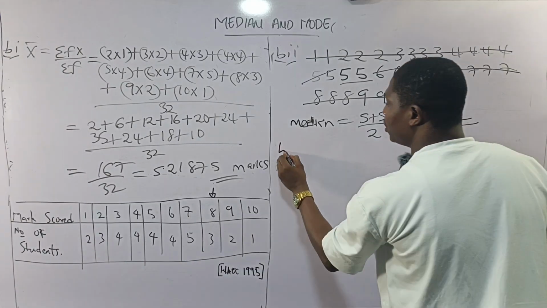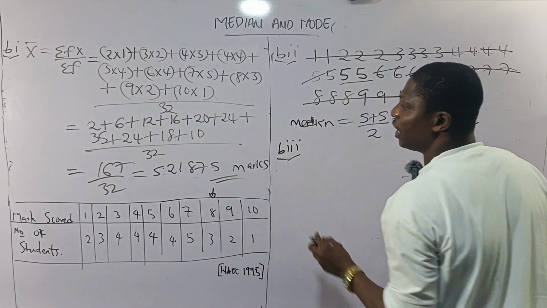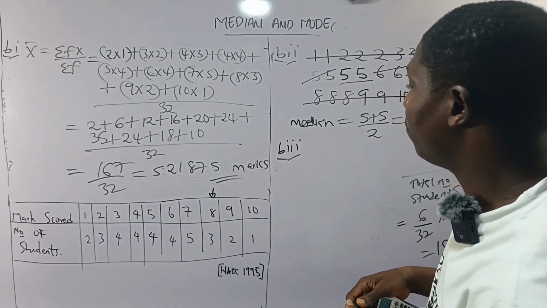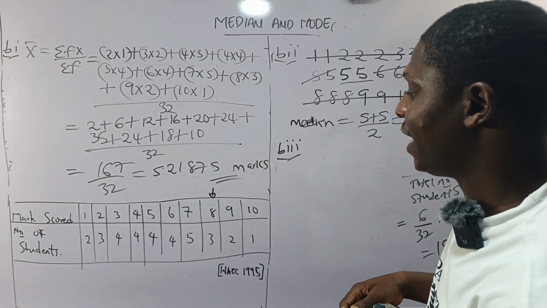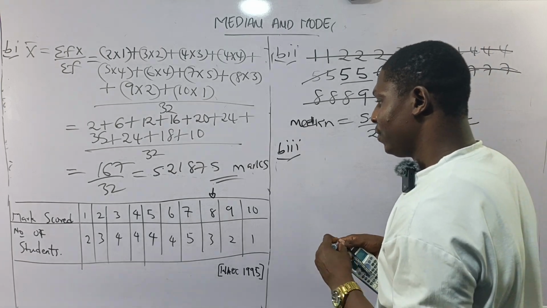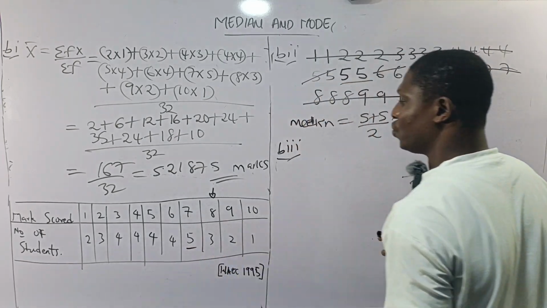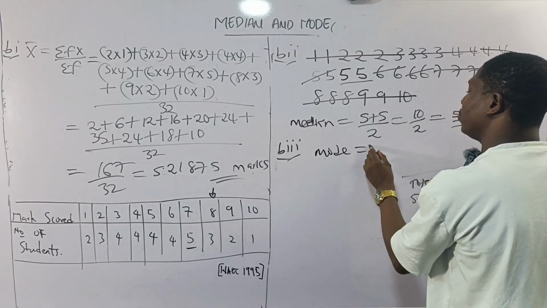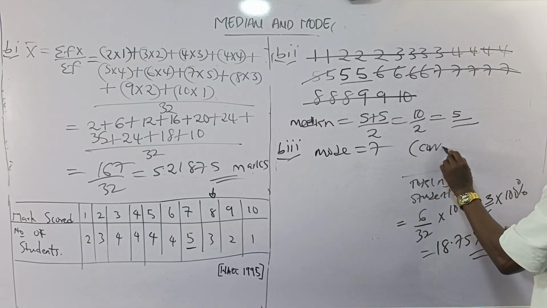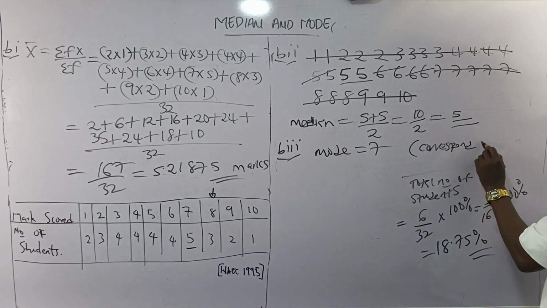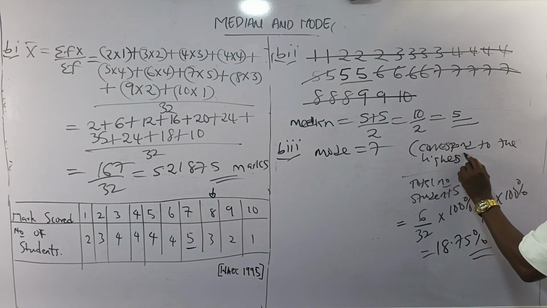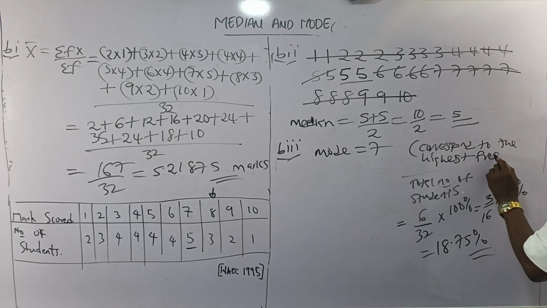Now, the third is our mode, which is B III. Our mode here is simply the mark scored with the highest frequency. And our highest frequency here is 5. So our mode becomes 7. Mode is equal to 7, corresponding to the highest frequency.